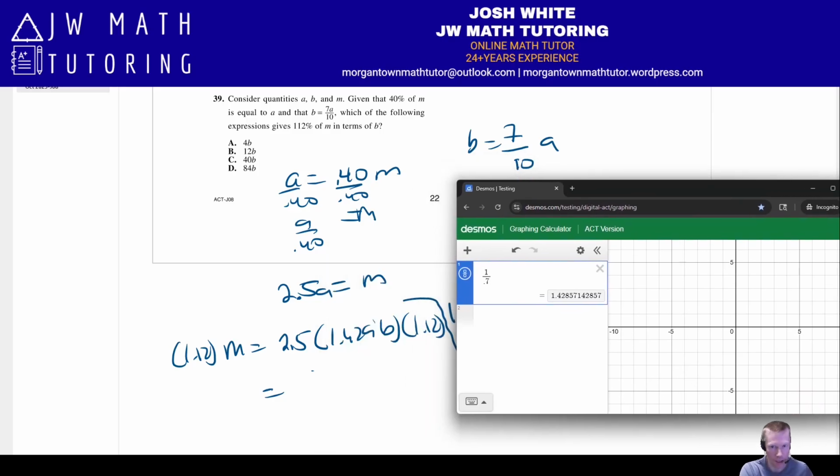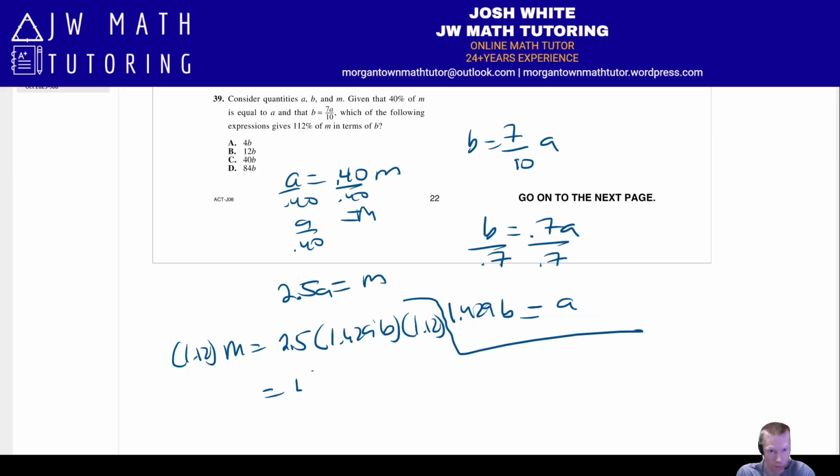It's going to be 2.5 times this number, which was technically 1 divided by 0.7, and then times 1.12. Notice because I use the exact value, it comes out to 4. Therefore, 112% of m, or 1.12m, is equal to 4 times b. And that's our answer. So the correct answer for this one is going to be letter A.